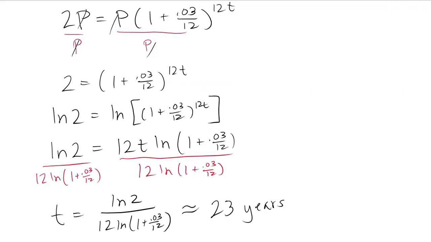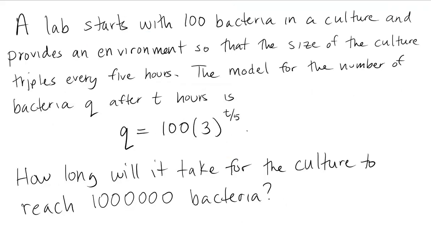Let's do an example that isn't money. A lab starts with 100 bacteria in a culture and provides an environment so that the size of the culture triples every 5 hours. The model for the number of bacteria Q after t hours is Q equals 100 times 3 raised to the t over 5 power. How long will it take for the culture to reach 1 million bacteria?